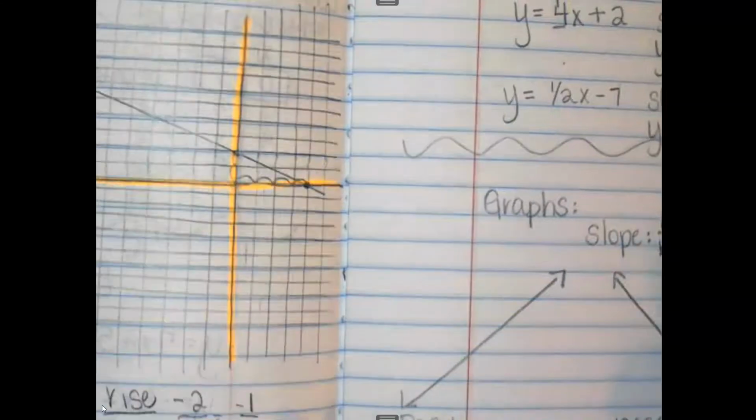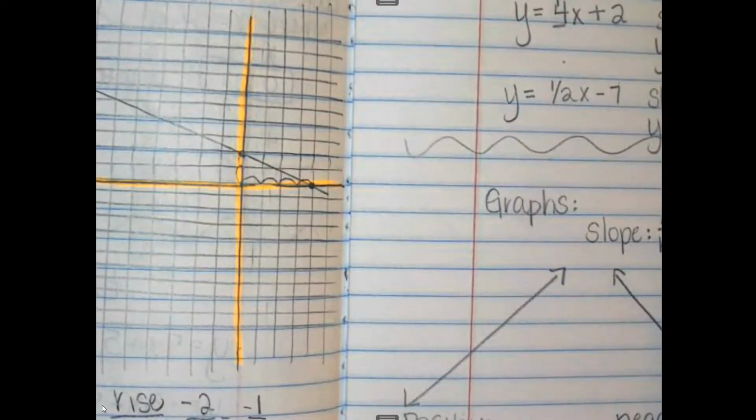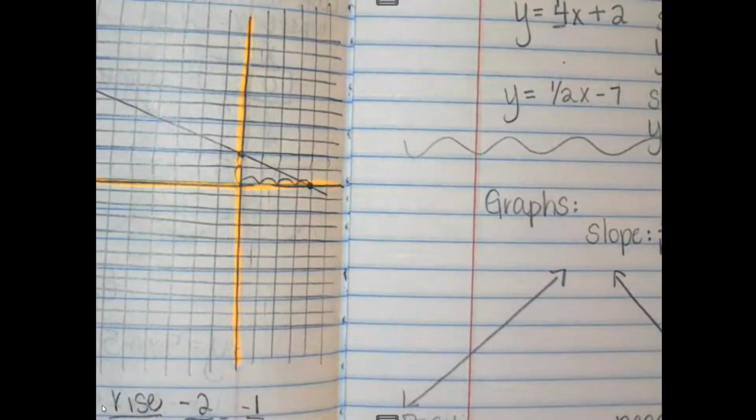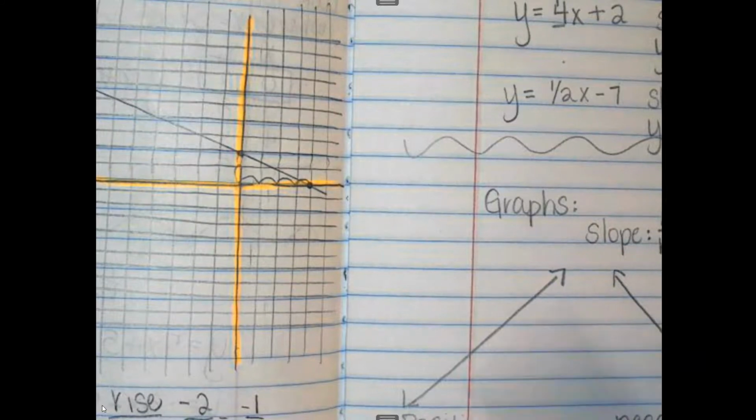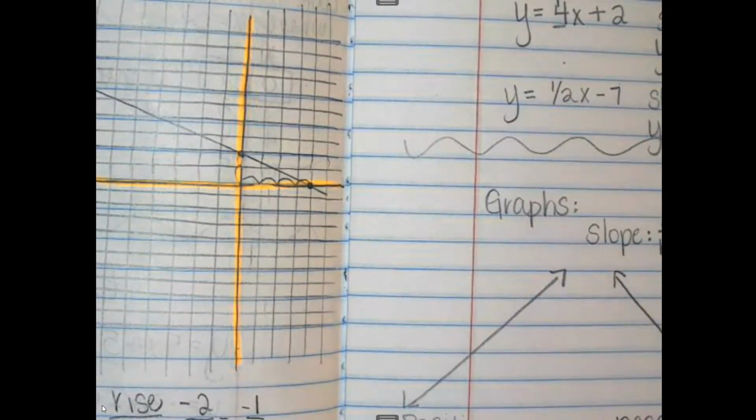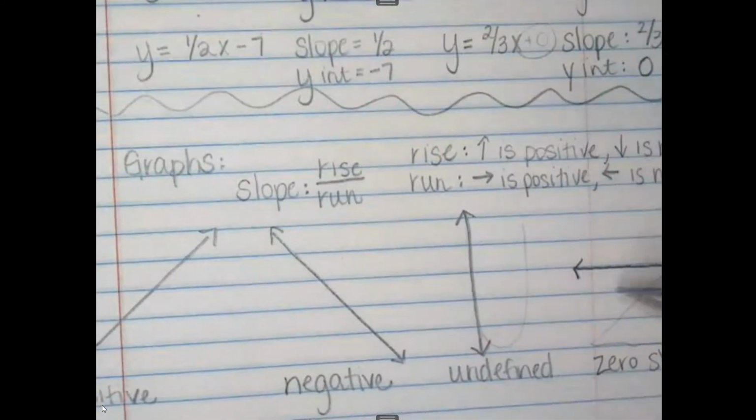Then we have graphs, which we're going to do rise over run. Our rise, when it goes up, is positive. Going down is negative. Run to the right is positive. Run to the left is negative. Positive slope, negative slope, undefined slope, and a 0 slope.